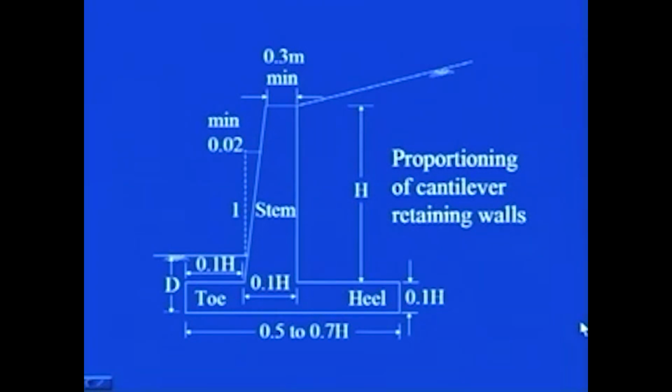So, you first get these trial dimensions and go ahead with the stability checks. If it is coming out to be okay, it is fine, otherwise you reproportion the whole thing and go for stability checks again.